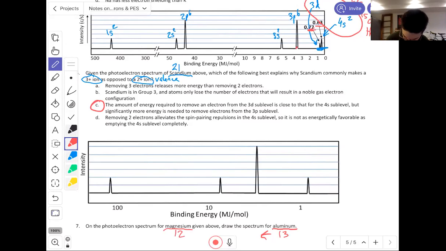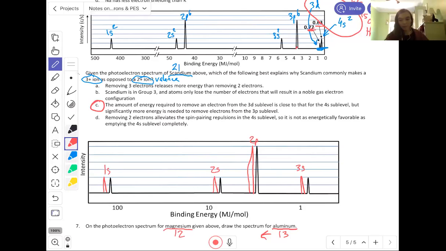So the first thing you can do is just start by redrawing all of these peaks slightly shifted to the left. That handles 12. Where does aluminum's 13th electron go? Because these are 1s and 2s and 2p and 3s, which means that's full. So where does the next electron go? To the right.